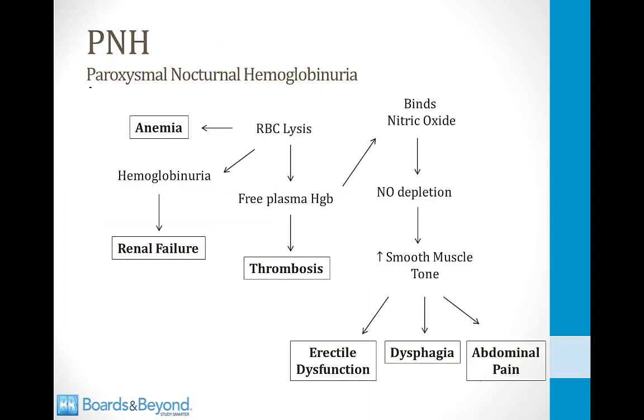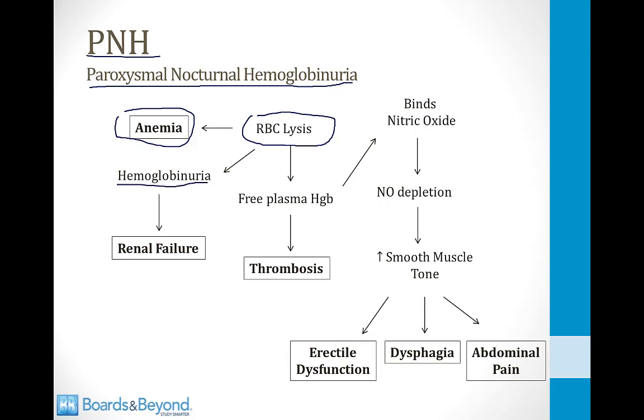So let's talk about paroxysmal nocturnal hemoglobinuria, or PNH. This is the syndrome that patients get when they are born with rare deficiencies in DAF or CD59. The primary problem is red blood cell lysis because they lack those protective proteins on their surface and they have complement-mediated lysis of red blood cells. This obviously will lead to anemia. In addition, it will lead to the spillage of hemoglobin into the bloodstream and finally into the urine. That's why they get hemoglobinuria. And this can lead to renal failure.